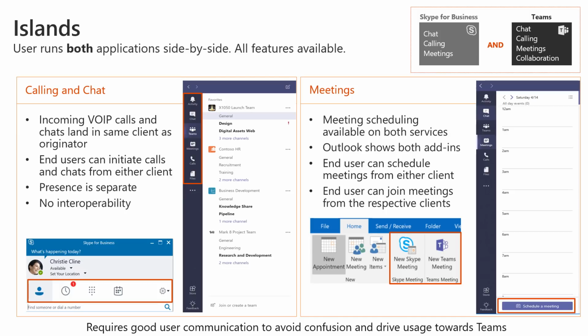From a meetings perspective, meeting scheduling will be available on both services, both Skype for Business as well as Teams. And as a result, Outlook will show both add-ins. You see my screenshot at the bottom here. I have both the Skype for Business and Teams meeting add-ins. That means the end user could choose to schedule meetings from either client. I also could join meetings from any client as well, just as we had seen before. Now, islands is the simplest, most straightforward mode that we can utilize, but it is going to require some good user communication to avoid confusion and ensure that we drive usage towards Microsoft Teams.